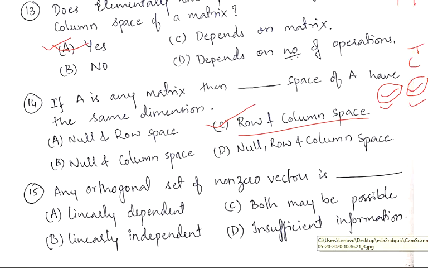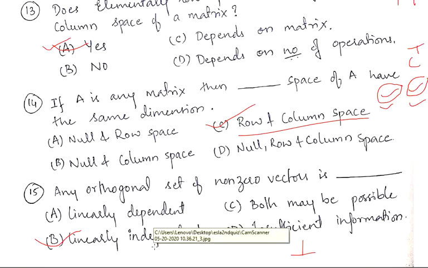Coming to the 15th question. An orthogonal set of non-zero vectors is... See, orthogonal means what? Perpendicular, right? When they are perpendicular, they are never dependent. They are different. The value of one vector doesn't depend on the value of the second vector, since they are orthogonal. Orthogonal means perpendicular, meaning the dot product of the two vectors is 0. So the answer is linearly independent. An orthogonal set of non-zero vectors is always linearly independent.